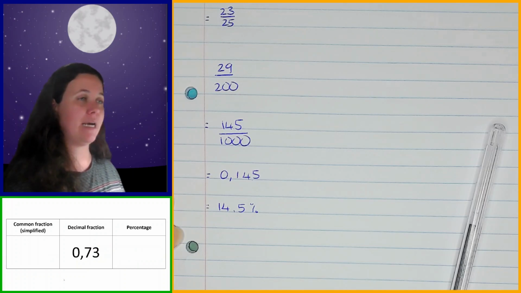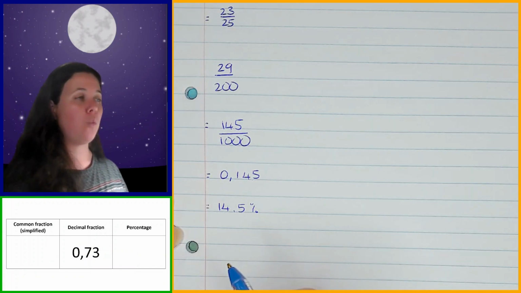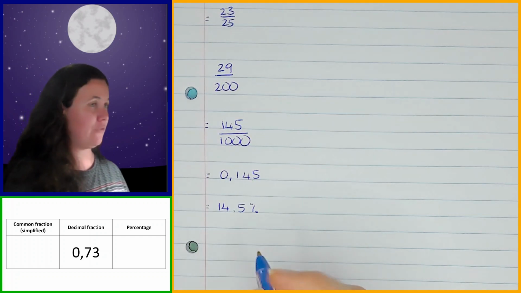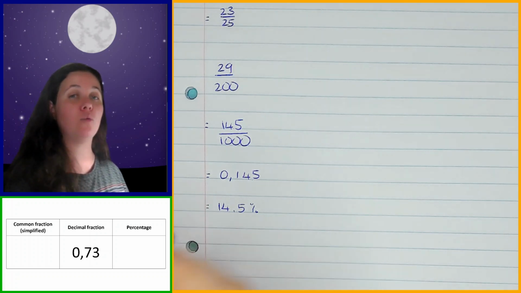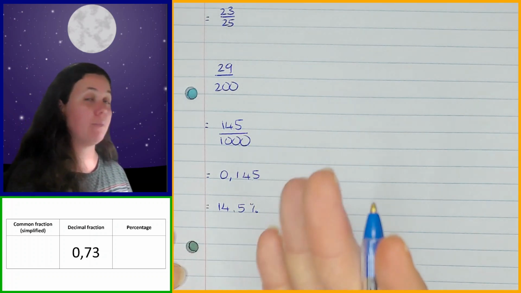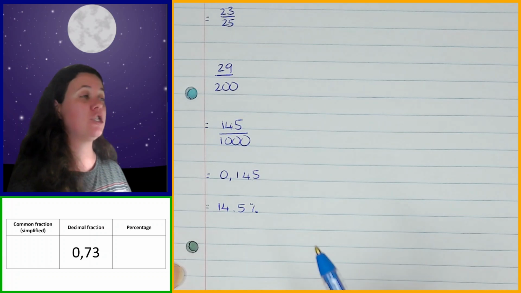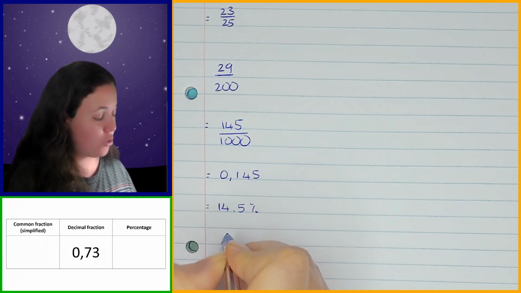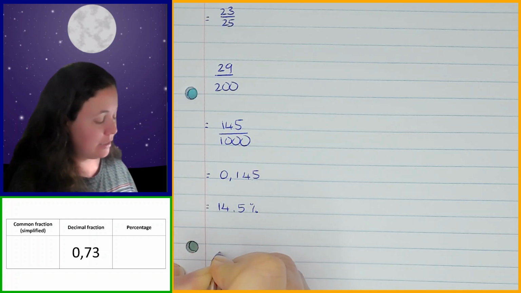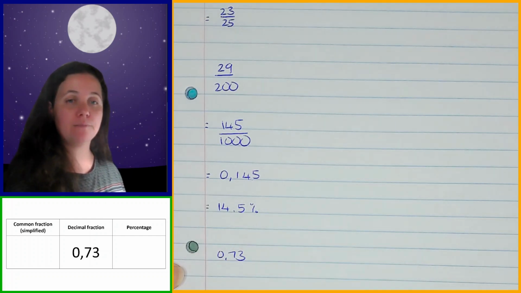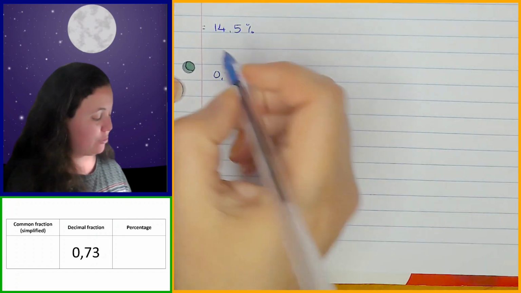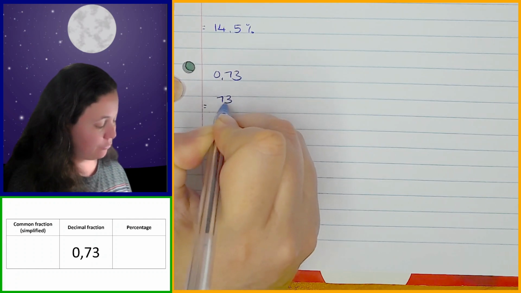Okay, the next one that you had was a decimal fraction, 0.73. So when you're given a decimal fraction, you can convert the decimal fraction to a common fraction by saying what place value is the last digit. The last digit is the 3, and it is in the hundredths position. So that's going to be 73 over 100. Okay, so 0.73, let me just move this down for you quickly. So 0.73 is the same as 73 over 100.